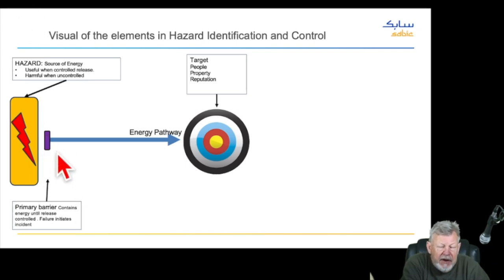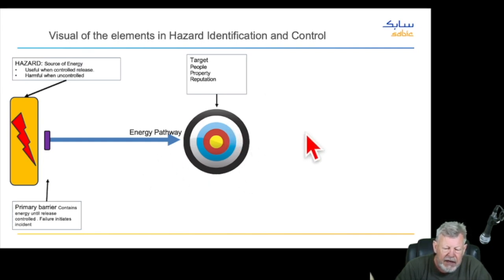That first barrier has to be corrupted or broken, or it has to fail in order for that energy to be able to flow to the target. In other words, a valve has to fail, a PSV has to fail, a vessel has to rupture. Something has to fail for that gas or the pressure to be released. Following that, the target may be affected.